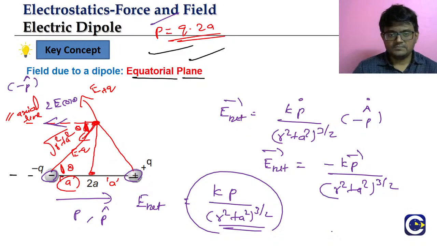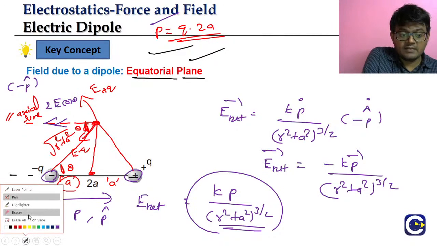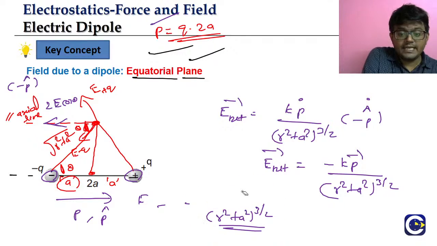But here it is not so. If you take a point on the equatorial plane or perpendicular bisector, the net electric field direction is opposite to the dipole moment. So in the vector representation we will get it as negative. Okay? Next, here also the short dipole concept comes.